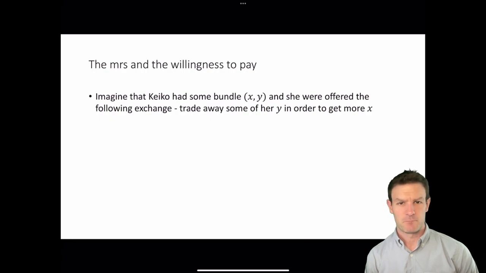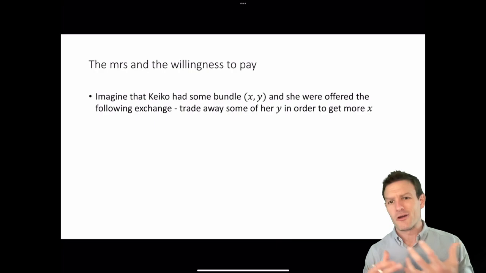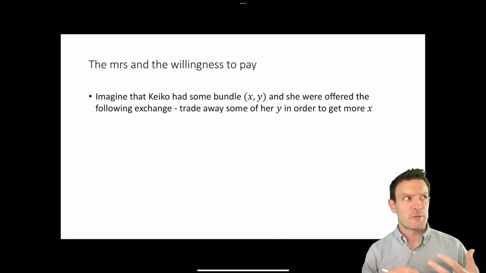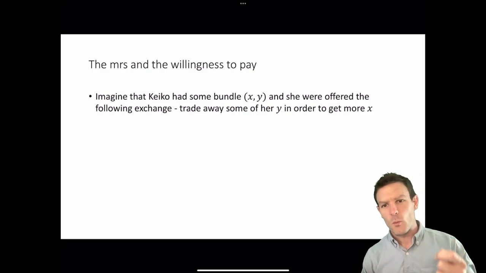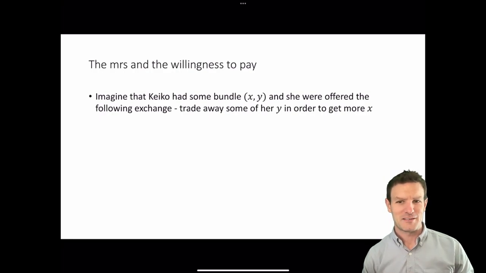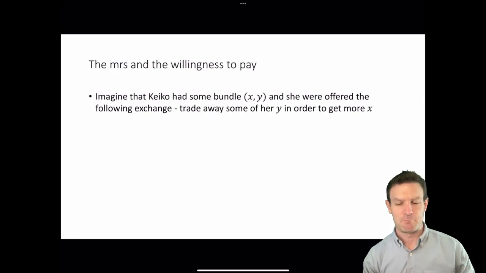Okay, so what we're going to be thinking about here is the idea of the marginal rate of substitution and someone's willingness to pay. So imagine that Keiko has some bundle of x and y, some amount of living and learning already. Then she's going to be offered some exchange: trade away some of your y, the learning, in order to get some x. Now, obviously that's a little bit strange to think about in terms of living and learning, but you as an individual are making these kinds of trade-offs among different things that you could be choosing at any point in time. So when we think about Keiko making this trade, she's thinking about what to do with her time.